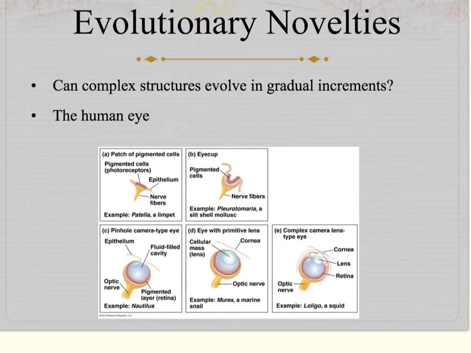So if you remember reading in our article, with the human eye, there are other eyes in other organisms that aren't as fully developed as our eye, and they do serve functions for that organism. So it is reasonable to think that through many different editing and mutations, our eye could have evolved in a gradual increment.